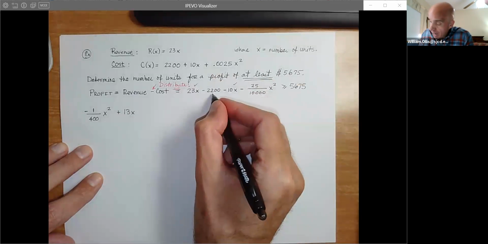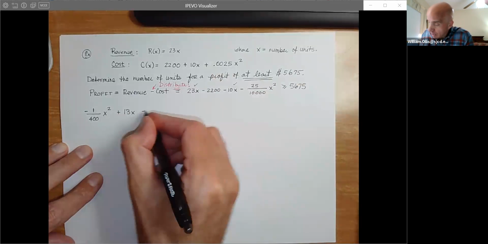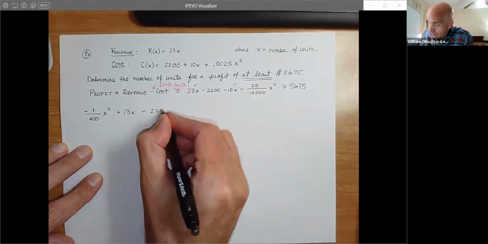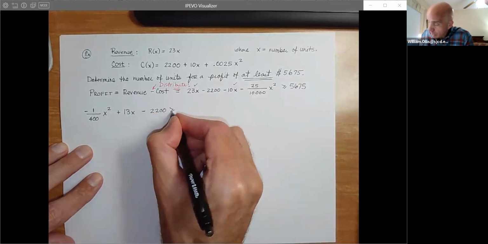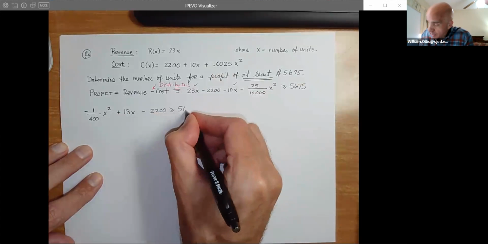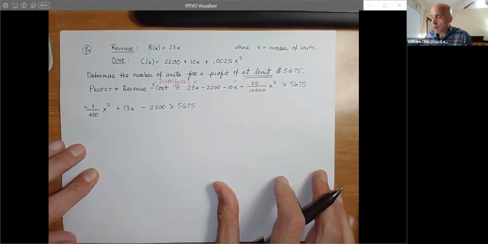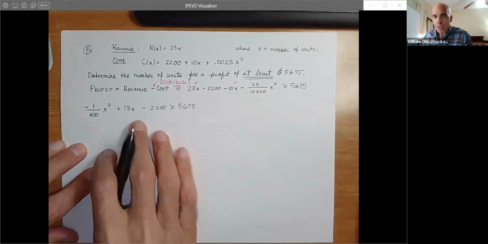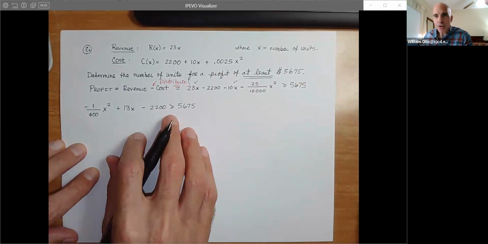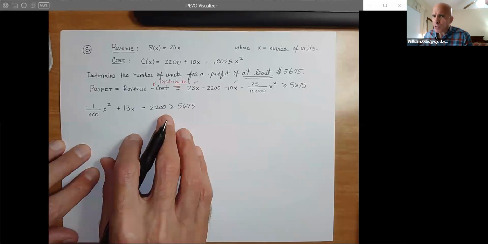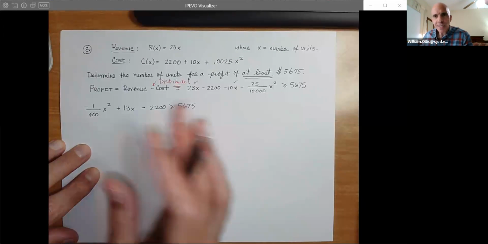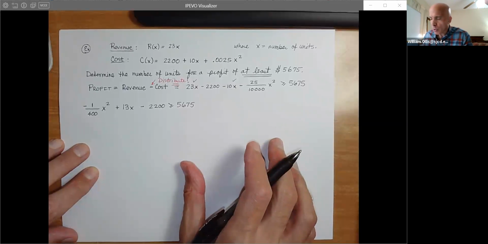And then we have a minus 2200 greater than or equal to 5,675. So the purpose here of doing the last problem is to help you see that this problem is very similar, even though the numbers are a little bit unfortunate. I say unfortunate because we have to work harder.